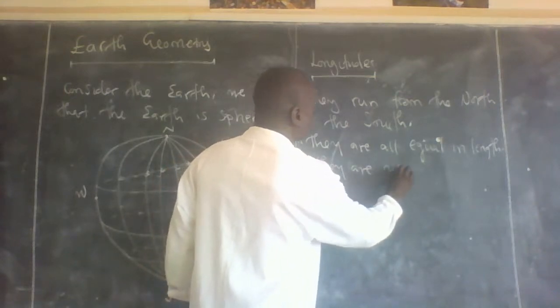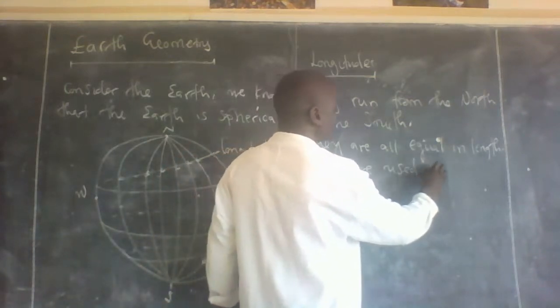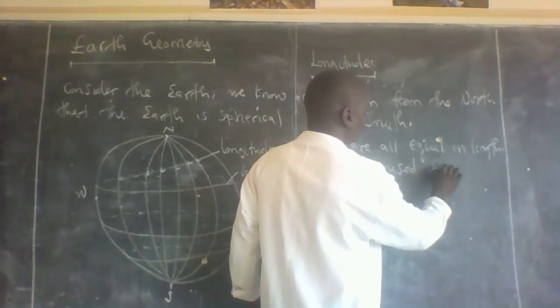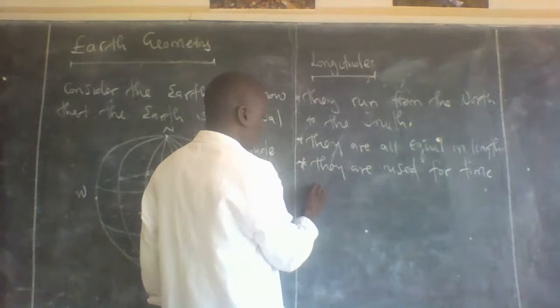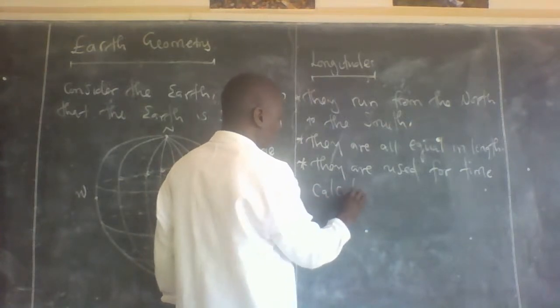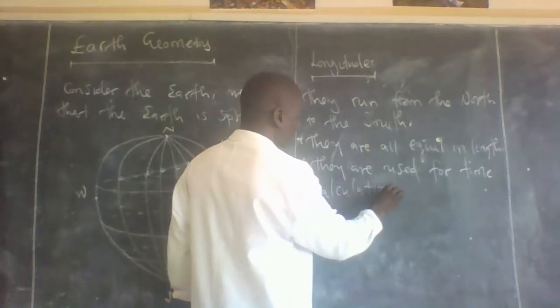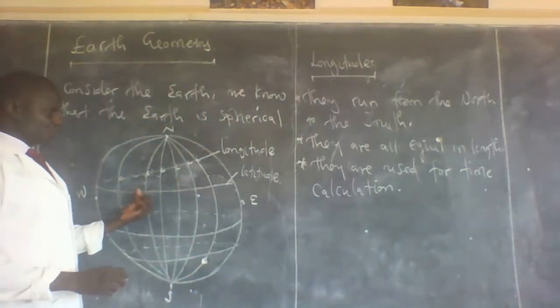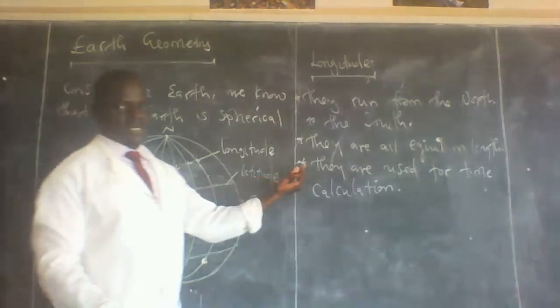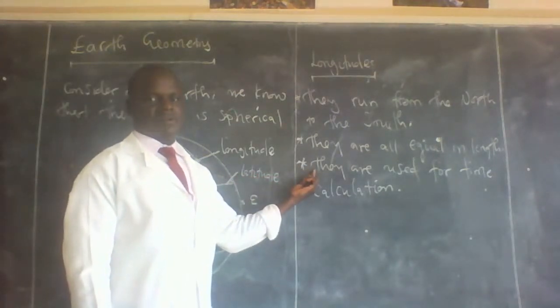What else can you say about them? They are used for time allocation, time calculation, I would say. So when you're calculating the time between 2 points on the earth, these are the lines that we refer to.